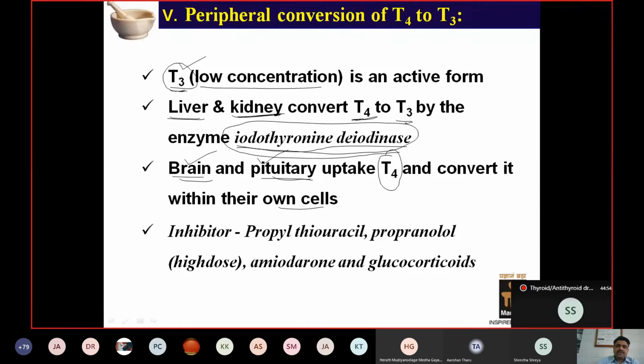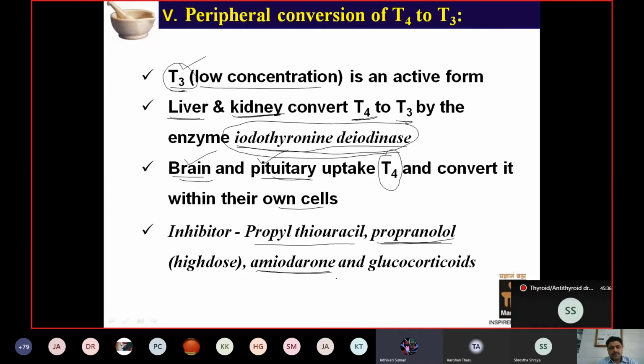The enzyme which facilitates the conversion of T4 to T3 is inhibited by these drugs. Propylthiouracil, we will discuss in the next class. Propranolol, you have already discussed, is a non-selective beta blocker, isn't it? Generally when you give propranolol in high dose, then only this conversion is affected. Amiodarone, you have also read. Where have you read this amiodarone? Anyone?